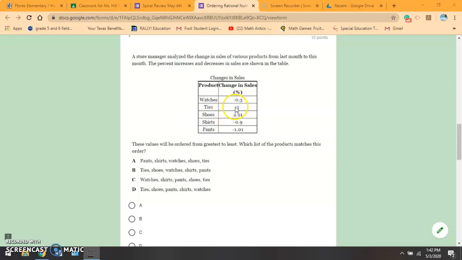So looking at your numbers, we said negative numbers are smaller, right? So we're looking at two positive numbers. Is it 3 or 2.91? 2.91 is not 3. 2.91 is 2, but it's close to 3. So we know that ties come first. Now you have a 50-50 chance of getting the answer right because we know that ties is the first one. Okay? So on your own, you're going to figure out the other ones.